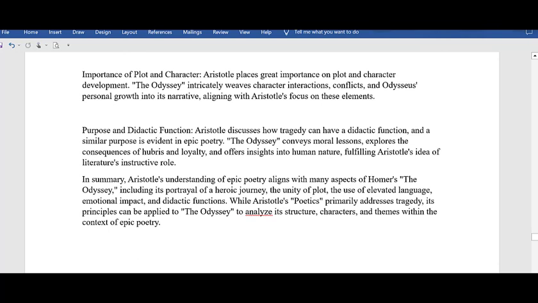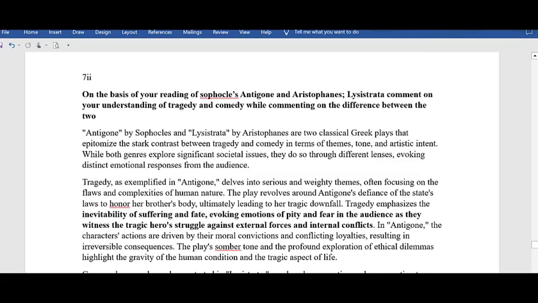So what you do here, you take up all the edicts, all the characteristics that Aristotle has given, and talk about how each of them relates to the Odyssey. The challenge here would be that you should have a clear understanding of Aristotle and Aristotle's work.